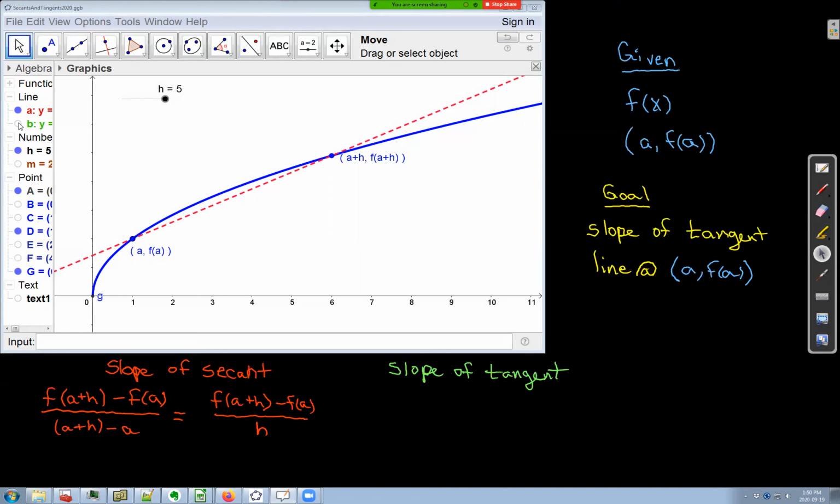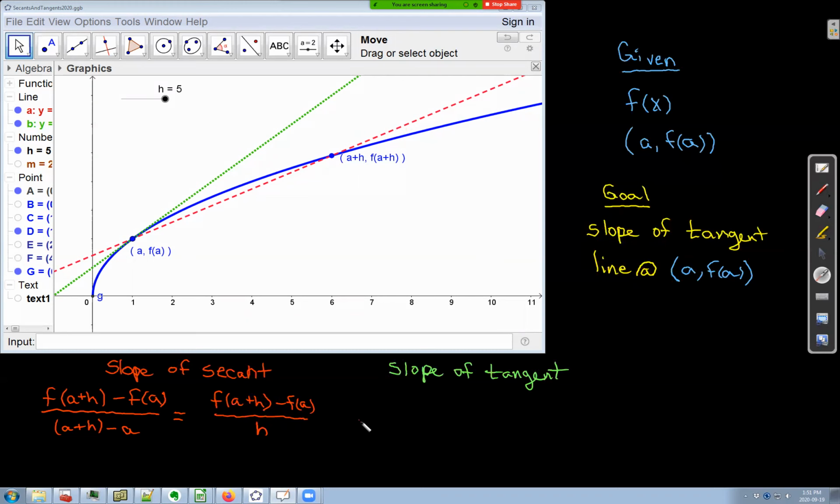But what's the bad news? The bad news is I don't care about the red line. I care about the green line. The question wasn't to find the slope of the red line. The question was to find the slope of the green tangent line. So we know the slope of the secant line, but we want the slope of the tangent line. Even though this is nice, it doesn't answer our question.